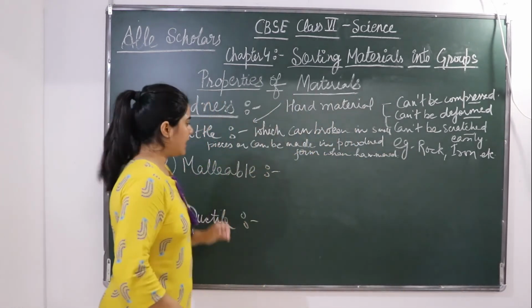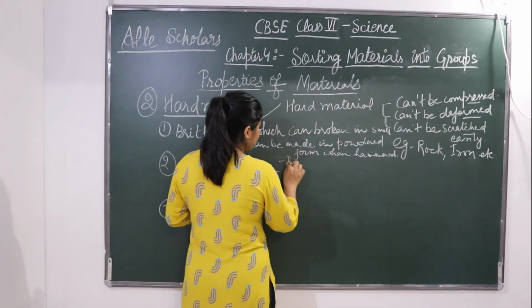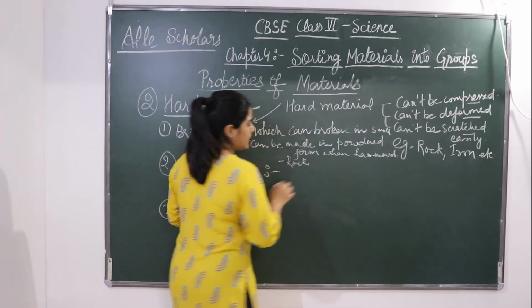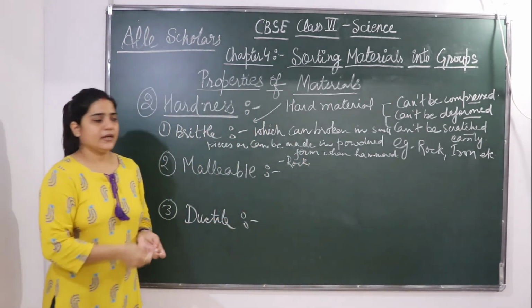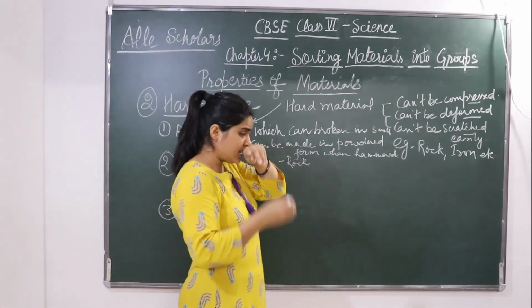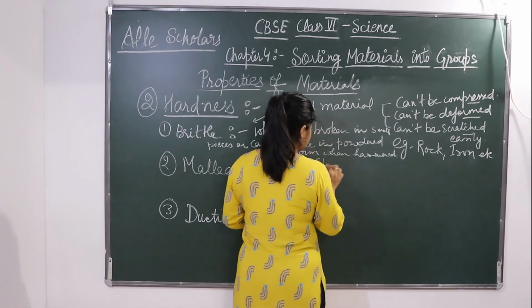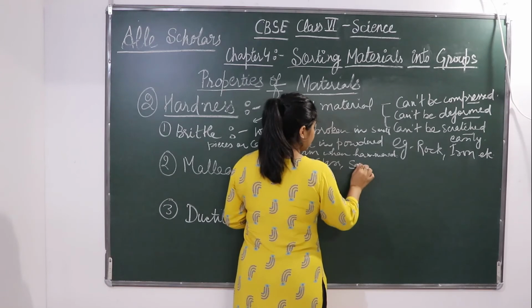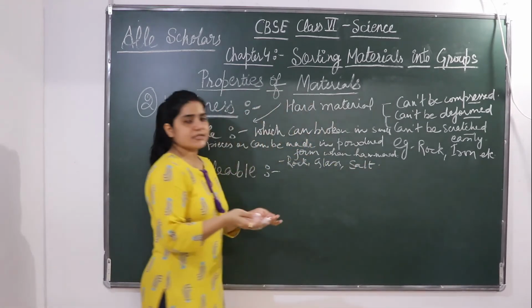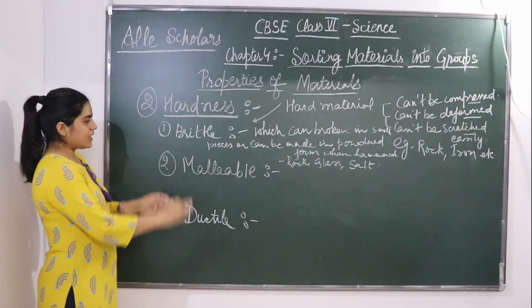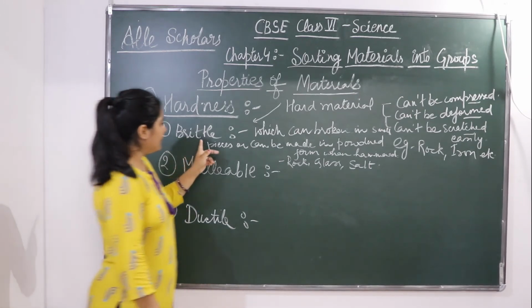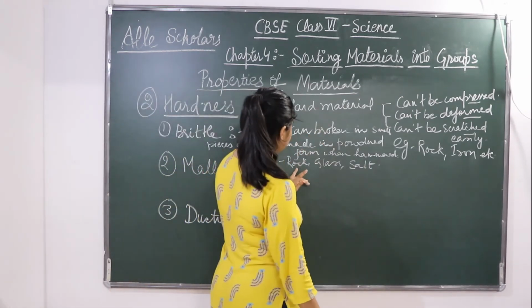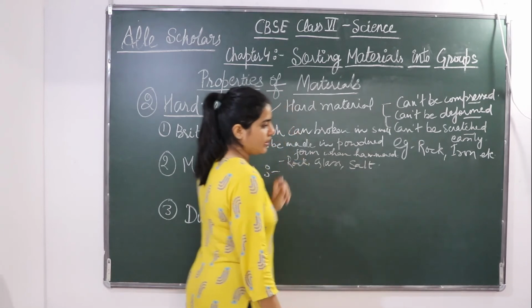Okay, now the example is rock. You can break a rock. You must have seen people breaking rock. A glass is there, break it. You can break it easily. Salt is there. Even this chalk is there. So these are the examples of a brittle hard material, that is rock, glass and salt.